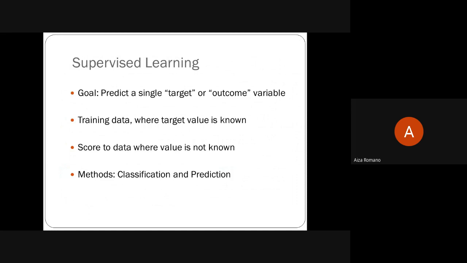We must have data available in which the value of the outcome of interest, for example, purchase or no purchase, is known. Such data are also called labeled data, since they contain the label or the outcome value for each record. This training data are the data from which the classification or prediction algorithm learns, or is trained, about the relationship between predictor variables and the outcome variable.